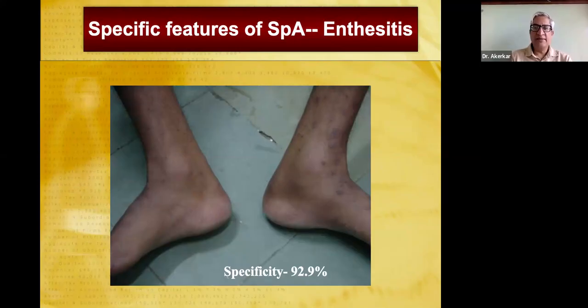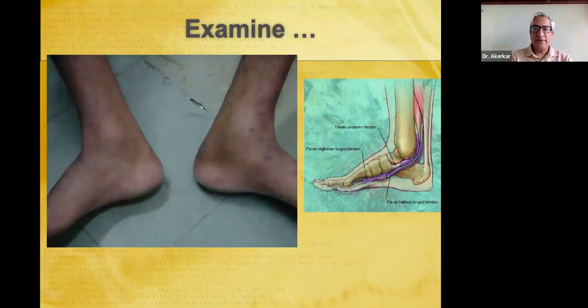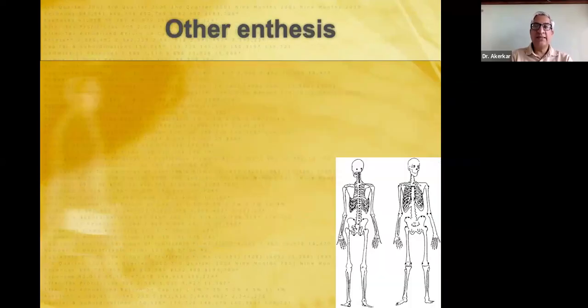We have multiple entheses in the body. See, this is what is happening here. What you can see here is the tenosynovitis. What you can see here is the enthesitis, the Achilles tendon getting inserted into the calcaneum. This is what is getting inflamed. So this is the other common feature of spondyloarthritis, enthesitis. These are the different entheses in the body.